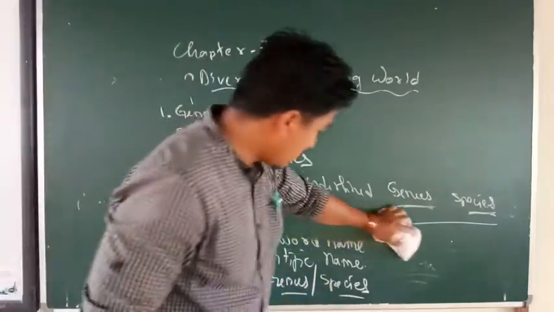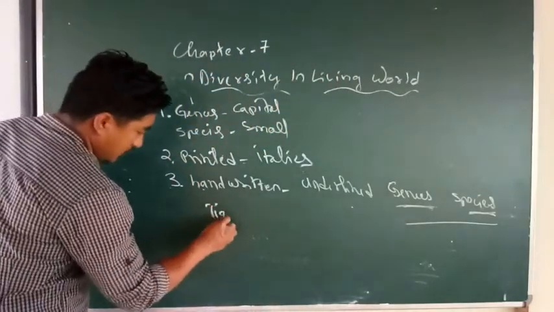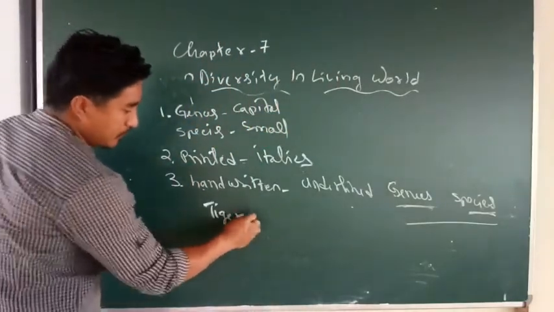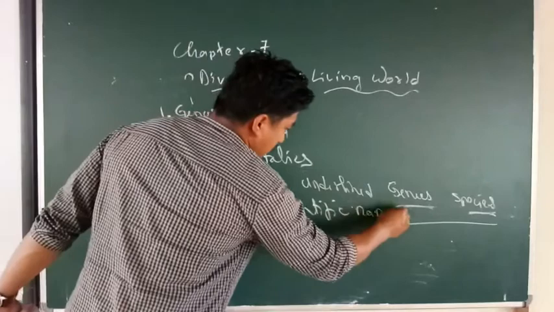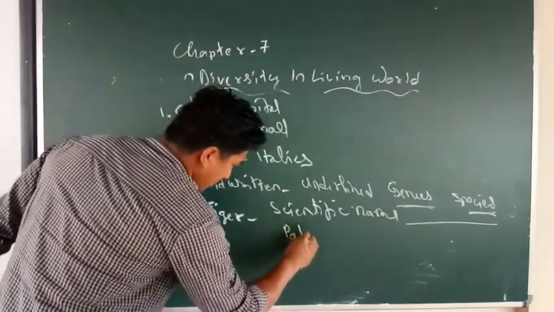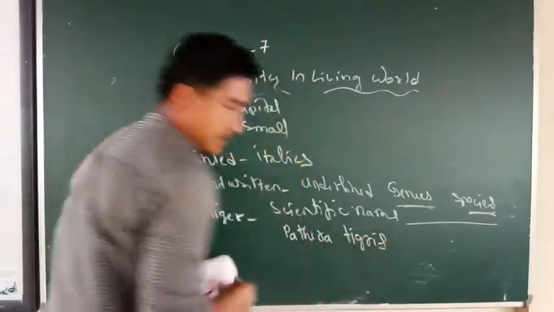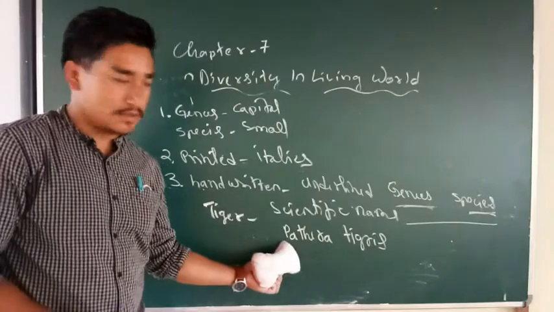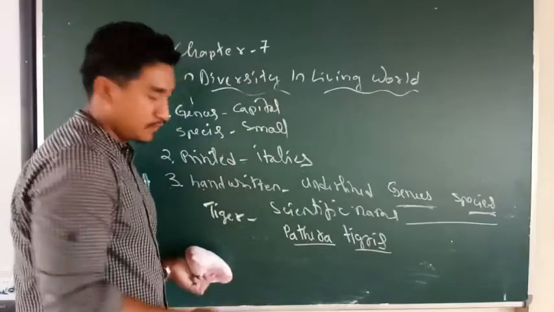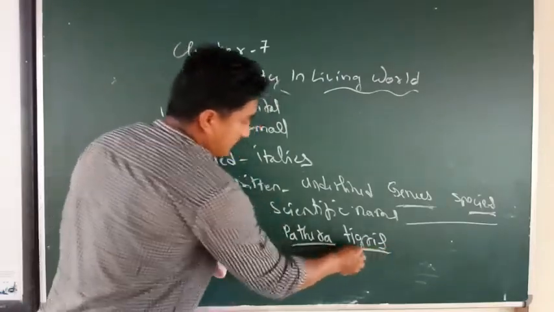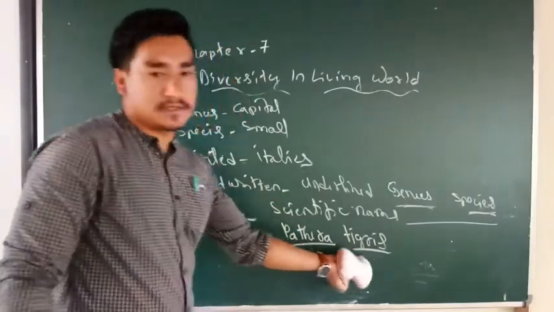Example, we have tiger. This is the common name. Now the scientific name is Panthera tigris. So this is the scientific name of tiger. This is the genus and this is the species. So you have to underline separately when you write it with your hand. When it is printed, it should be in italics.